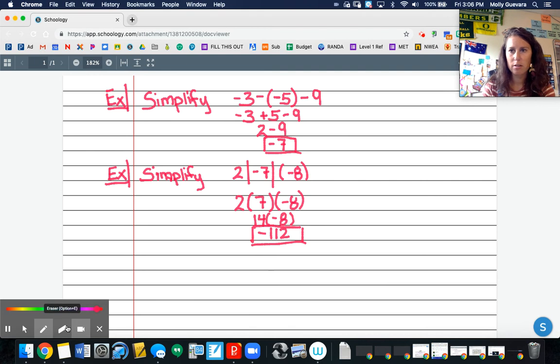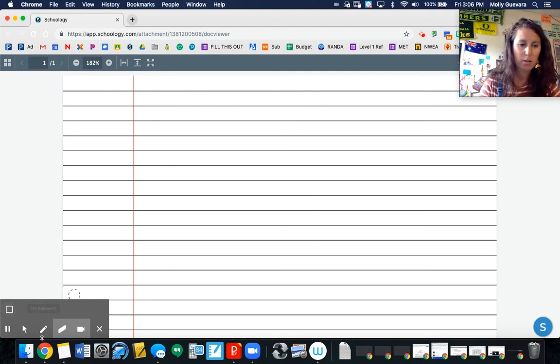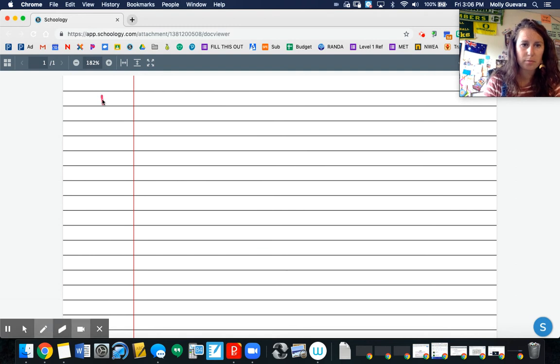Okay, I'm going to go ahead and clear this so that we can do our last example. Again, if that went too fast or something, go back and watch it. Hit pause. Do whatever you need to do. But I'm going to clear this so that we can do our last example. Last example is to simplify negative, parenthesis, negative 36 divided by negative 3.